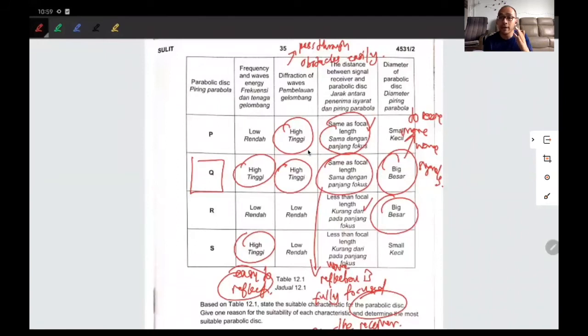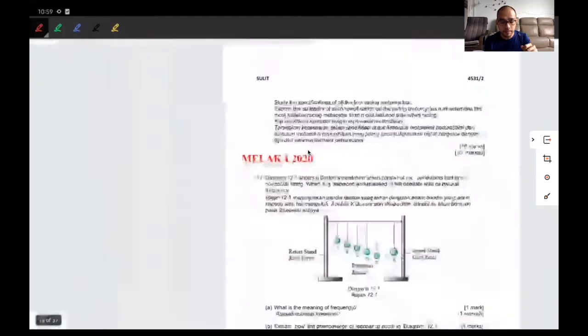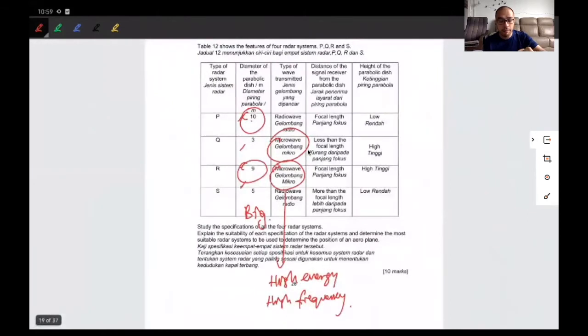So be very careful with this. Can I write microwave that is easy to reflect? Can, because it pretty much gives the same meaning. But this is obviously a better answer: high energy, high frequency.